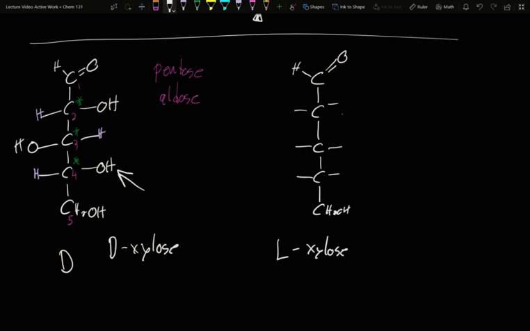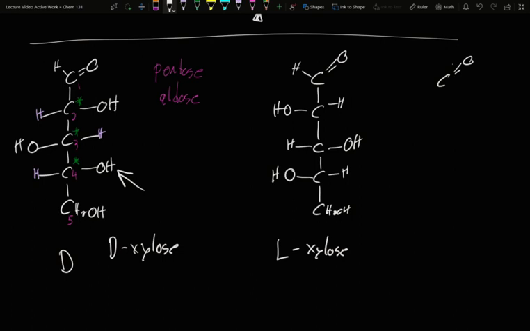If I am still xylose, but I'm L, my last chiral OH must be on the left. Well, to have the same name, I must be mirror images of each other. Remember, the mirror images of sugars have identical names except for D and L. We tell you which handedness it is based on that last chiral OH. And so here's L-xylose and here's D-xylose.